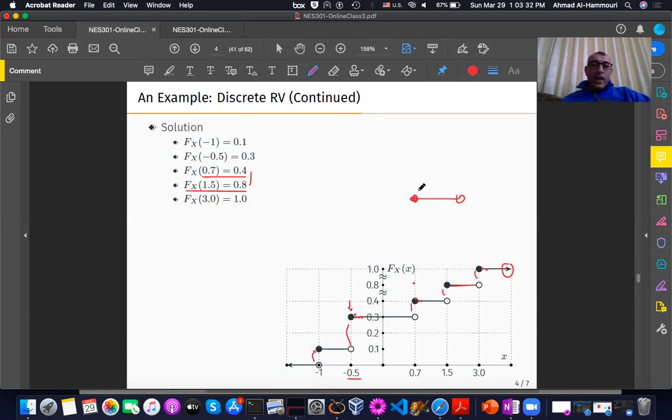Why is this? Because the probability at this point should be the probability of the point to the right of it, not to the left of it. And this is the meaning of f of x continuous from the right. Okay, good. Just be careful: what's the probability at 1.5? It is not 0.4. It is this point, because it is open from here and closed from here, so it is 0.8.